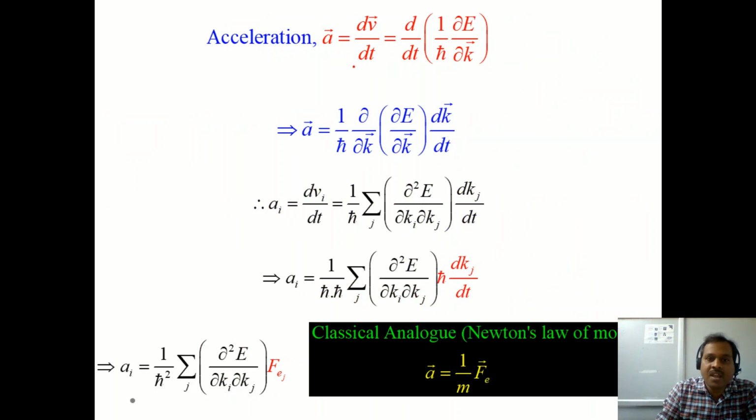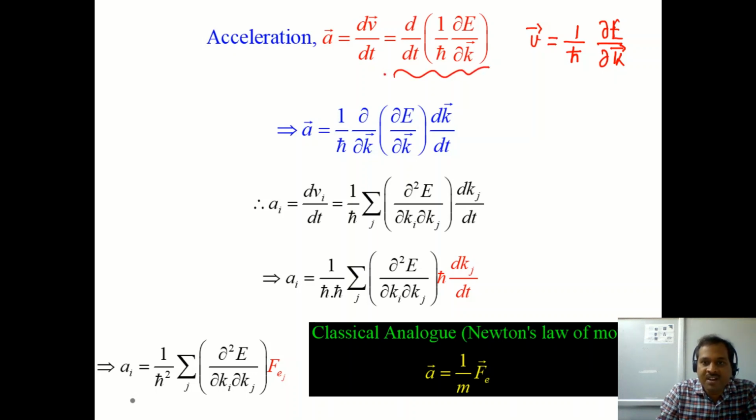So a is equal to the rate of change of velocity, that is dv by dt, and v, we know, is 1 by h cross dE by dk, and this 1 by h cross can be taken out, and through the chain rule it can be written as d by dk of dE by dk into dk by dt.